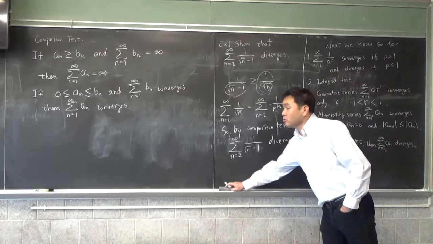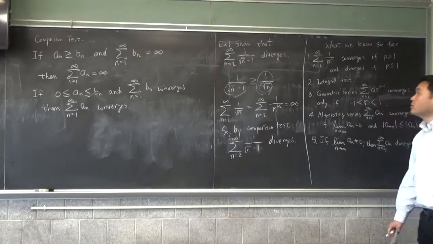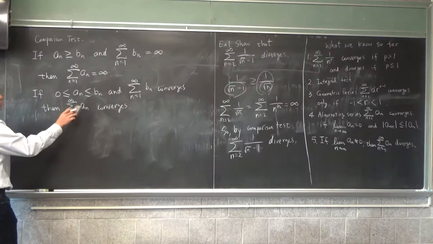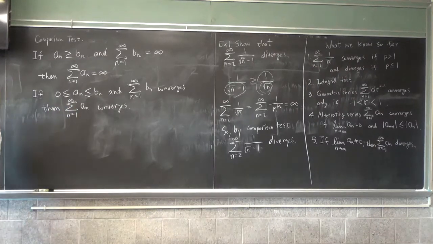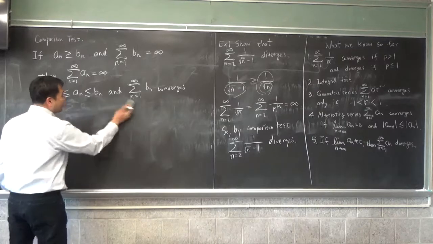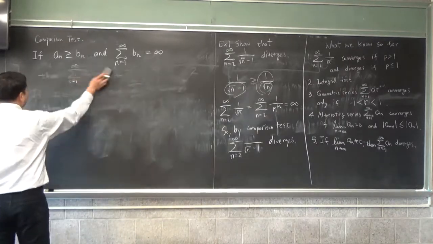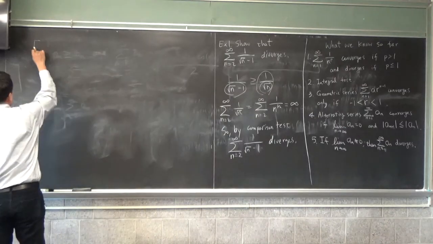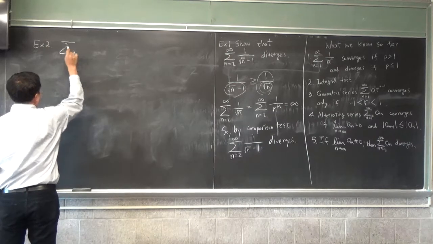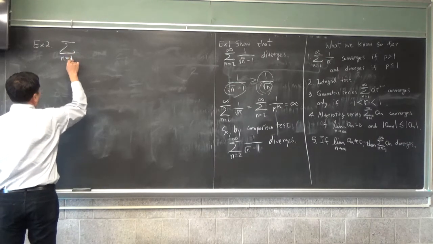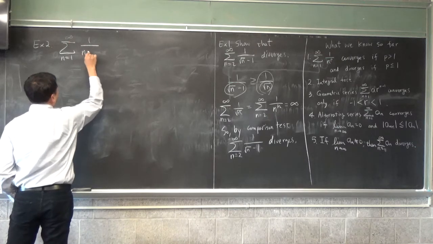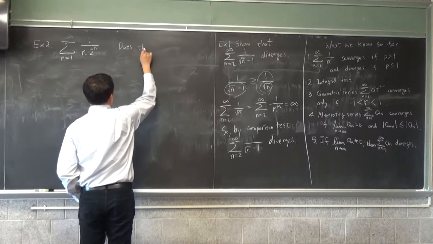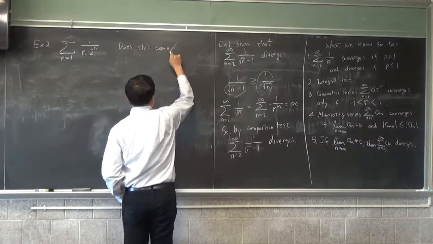Now let me show you this second example. The second example is the other case. You want to make it smaller than something else that converges. Example 2. The summation from n equals 1 through infinity of 1 over n times 2 to the n. Does this converge or diverge?